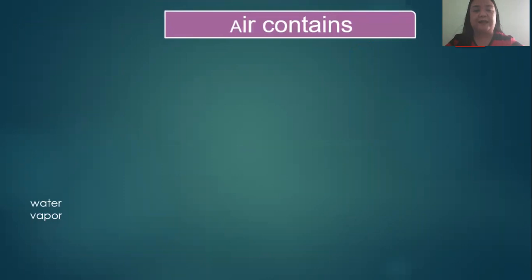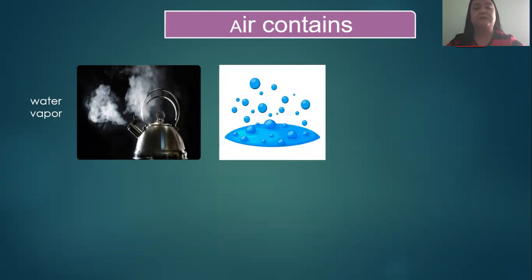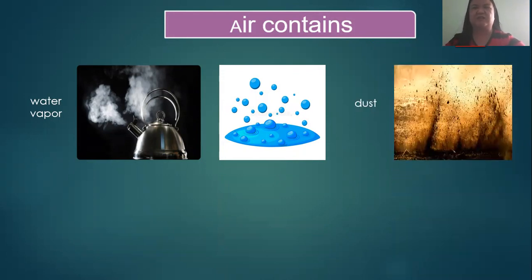Another thing, so air contains also water vapor. Water vapor comes from boiling water that comes up and it becomes water. So it becomes rain. Next, dust. Dust is also in the air. So that is dirt from the soil that comes up and mixes with the air. So dust is not good for us. It is harmful.